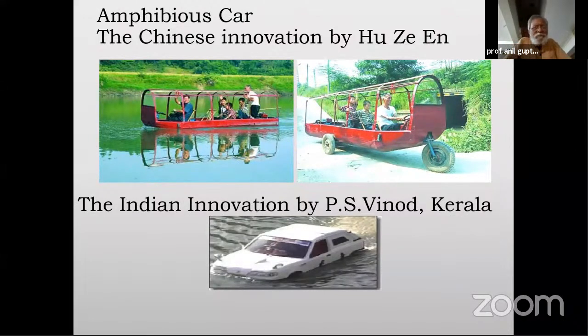So one more example. We have a very strong network in China, in Tianjin University. One farmer wanted to carry goods across the big lake, so he converted his boat into a motor boat. In Kerala, mechanic Vinod wanted to convert a car into a boat. This is a much costlier way of solving the problem. Converting a car into an amphibious car is a very costly solution. Converting a boat into a motor boat is a much cheaper solution. Interesting. The same problem triggers different kinds of solutions across the world, and that's something we must learn from.